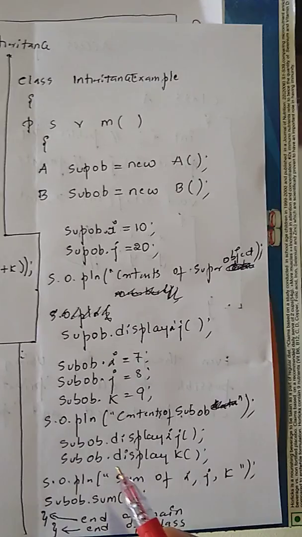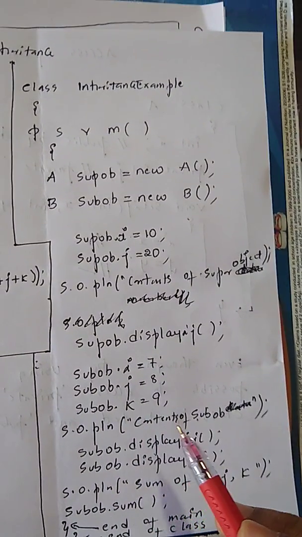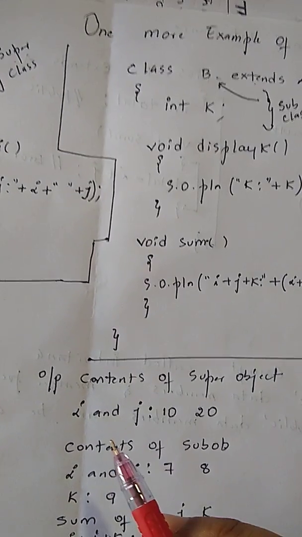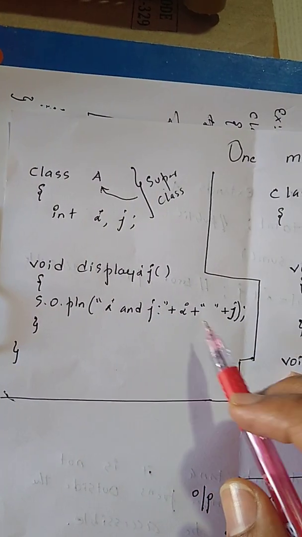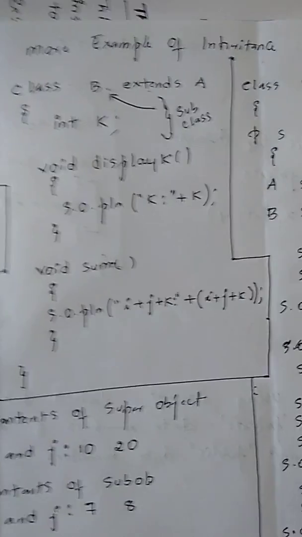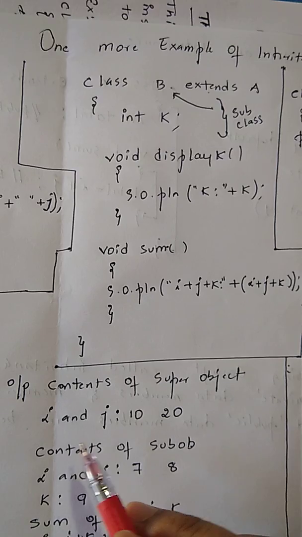Next I'm using System.out.println, contents of sub object. So you'll get the message contents of sub object. Next I'm calling display ij. So display ij will be called, and you'll get the message in this way, ij 7, 8.